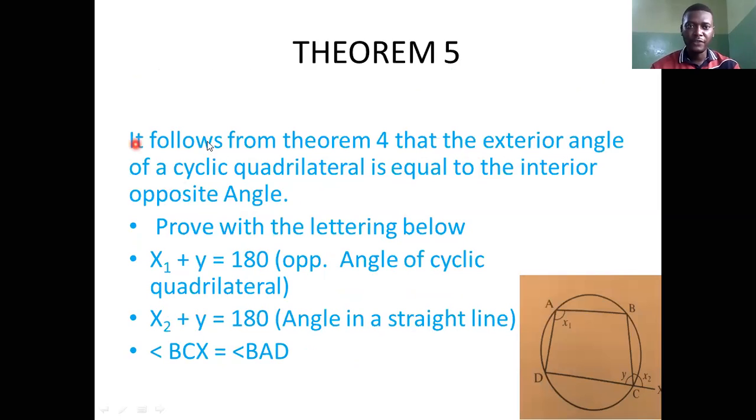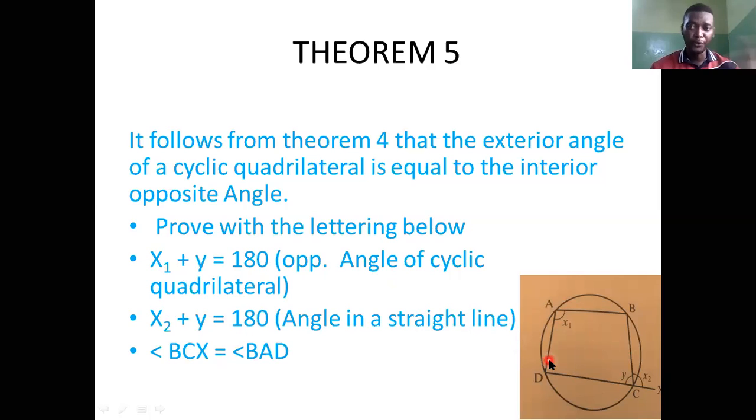Okay. It follows from theorem 4 that the exterior angle of a cyclic quadrilateral is equal to the interior opposite angle. So let's prove it with the lettering above. This is the diagram to show the proof. Now, the first step, x1 plus y. If you add x1 plus y, look at it, they are opposite angles of a cyclic quadrilateral. Of course, you know what cyclic quadrilateral means now. So x1 plus y is equal to 180.